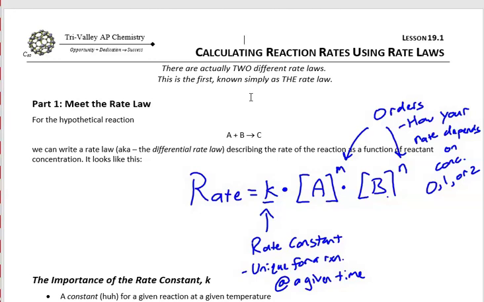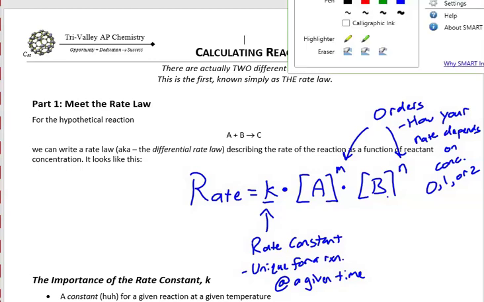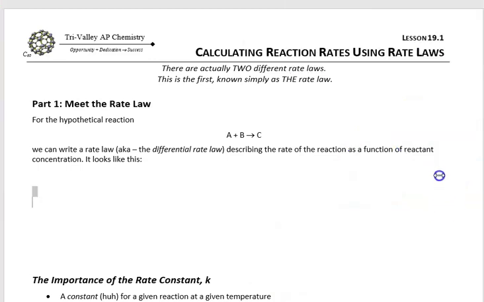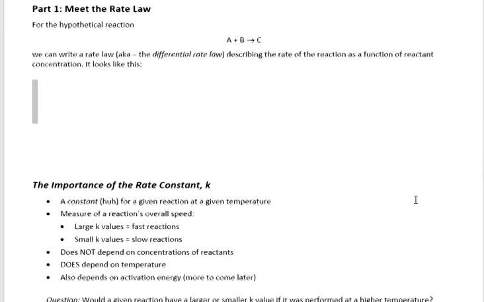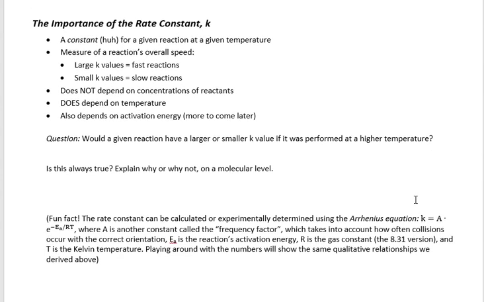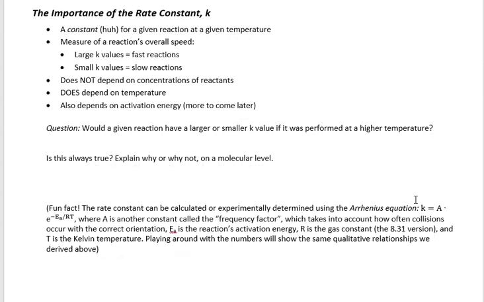Okay, so let's go on and see what this would look like. So that rate constant K, you can read some information there. It is a constant for a given reaction at a given temperature. It will always be the same at that temperature for that reaction, no matter what your reactants are. It's a measure of your reaction's overall speed. The larger the K, the faster the reaction is going to be. As a constant, it does not depend on the concentrations. It does depend on temperature and on activation energy, which we'll talk about later.